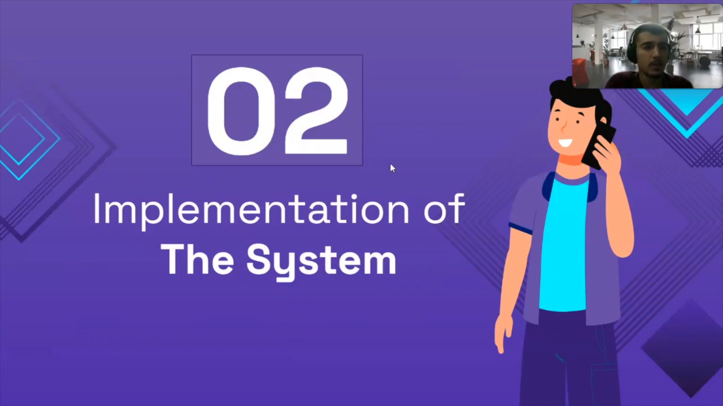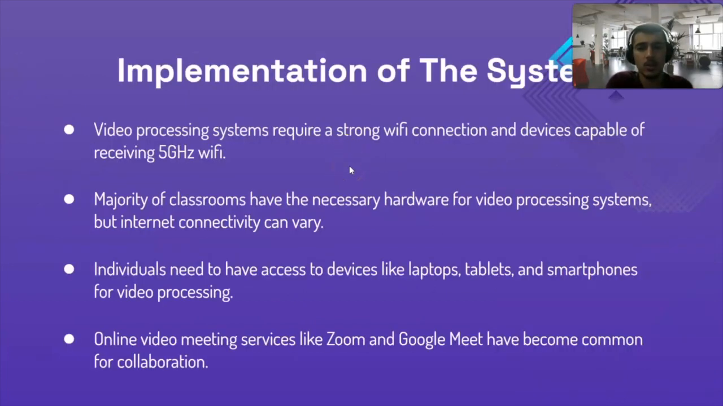Then you have the implementation of this system. In order to use video processing and have meetings online, you need a strong Wi-Fi connection, recommendedly a 5 gigahertz Wi-Fi, and most people around the world don't have that kind of connection, which leads to certain problems in connectivity. As we might know, some students could get disconnected during meetings. The same thing could happen for employees working in a company. They might not have a strong connection at their home, for instance.